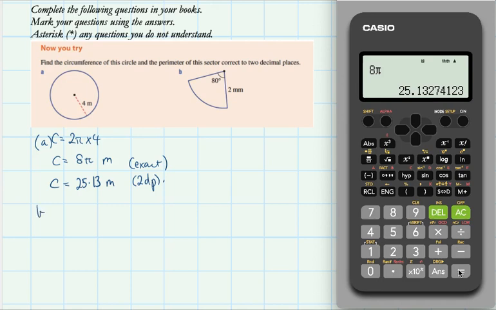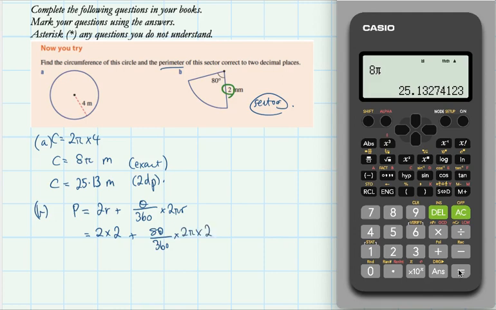Let's do the next problem, B. First thing, we recognize that this is a sector, so we want to find the perimeter of a sector. Let's write down our equation. Next, we sub in our values. We know r, in this case, is 2, and the angle is 80 degrees. 4 plus, and let's use our calculator to simplify for us.